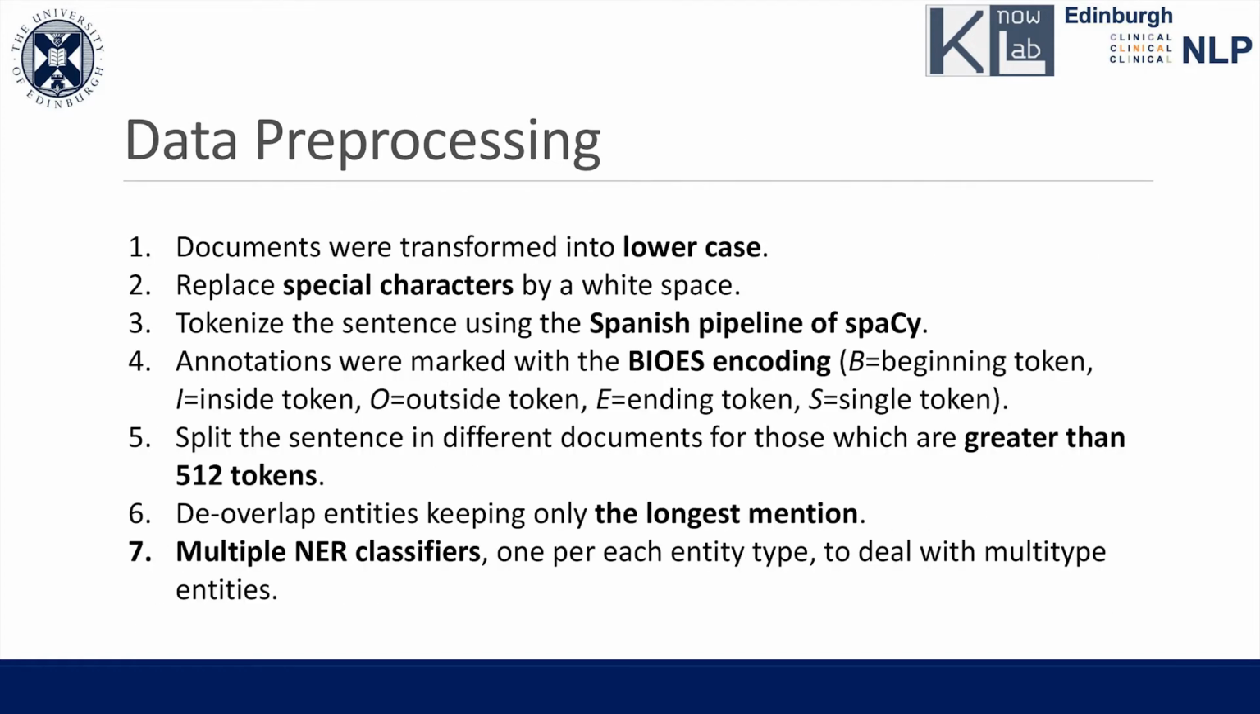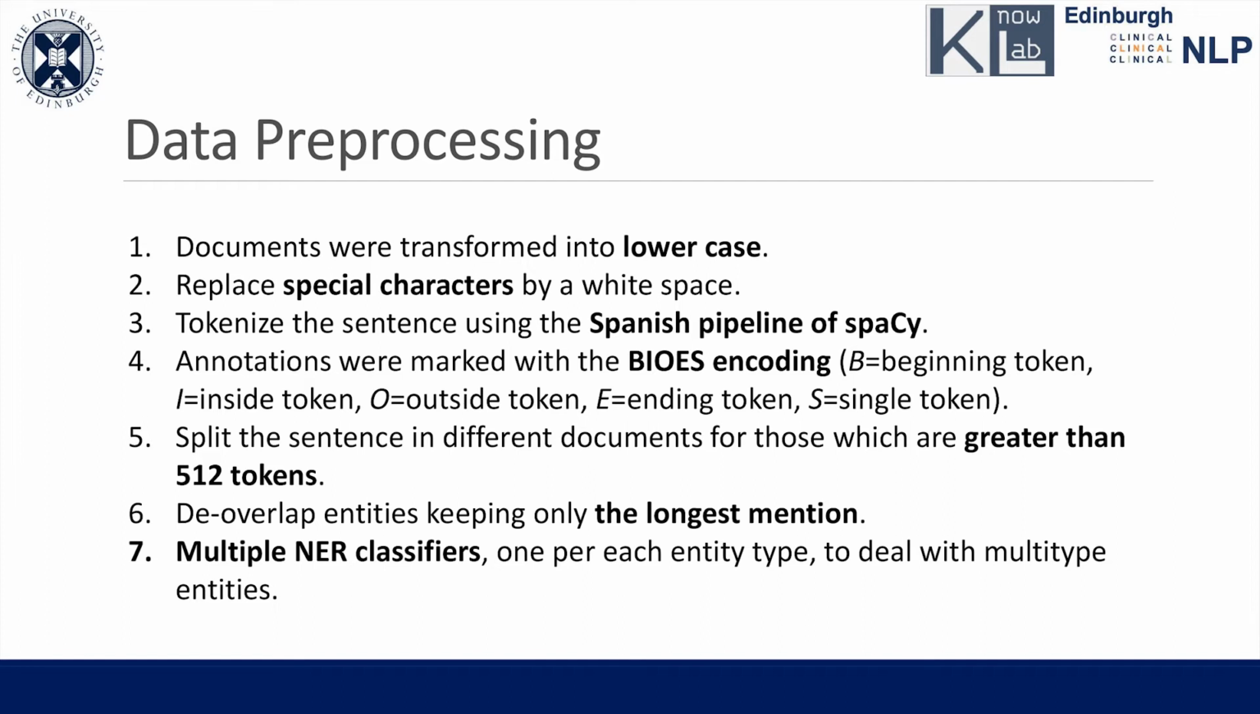The data preprocessing includes transforming the documents into lowercase, replacing special characters by white spaces, tokenizing the sentences by the Spanish pipeline of spaCy, and encoding the entities with the BIOES encoding. In those cases that the documents are greater than 512 tokens, we split them until reaching this number, because our system has this limit of tokens. In addition, we overlap some nested entities, taking only the longest mention.